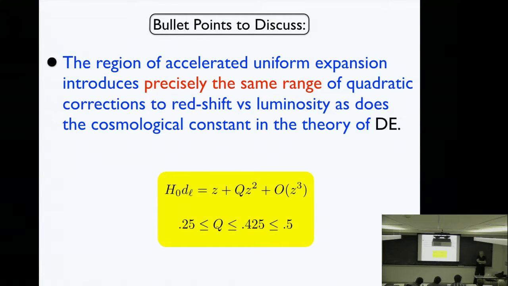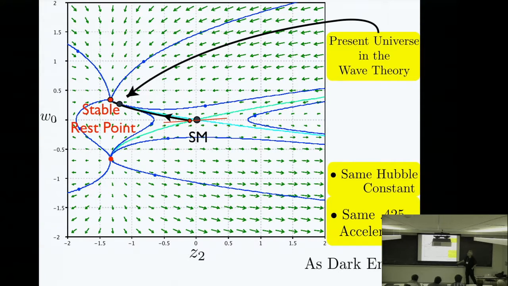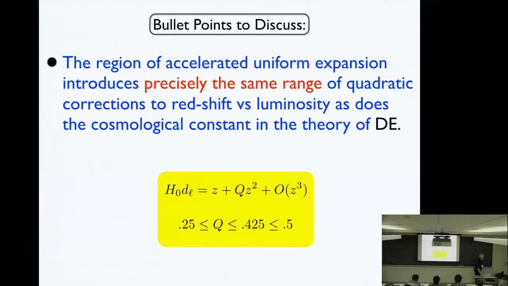So this region of accelerated uniform expansion introduces, this kind of blew us away when we saw this. You have to be kind of amazed at this. It induces exactly the same range of quadratic corrections to redshift versus luminosity as does the cosmological constant in the theory of dark energy. As you go through this phase portrait, the quadratic corrections to redshift versus luminosity, you expect to observe 0.25, you observe 0.425, and they tend to 0.5, that's the same range. Dark energy gives you exactly the same range as this wave theory. If our range went to only 0.4, we couldn't match the theory, but it's 0.5.